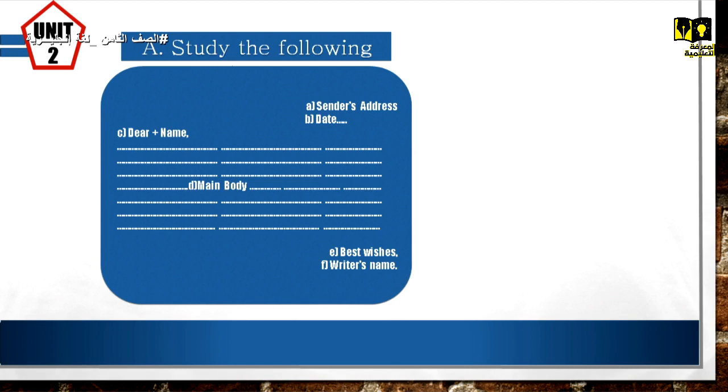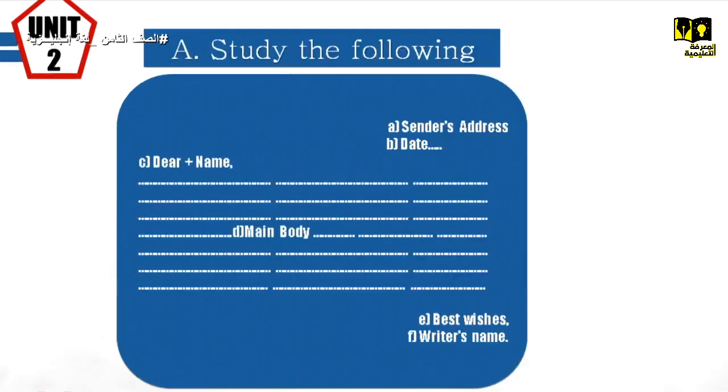Beneath it, directly, immediately, or under it, there is B. After the sender's address, you find what? A date. At what time or when do you write your letter? You should state it under the address immediately.